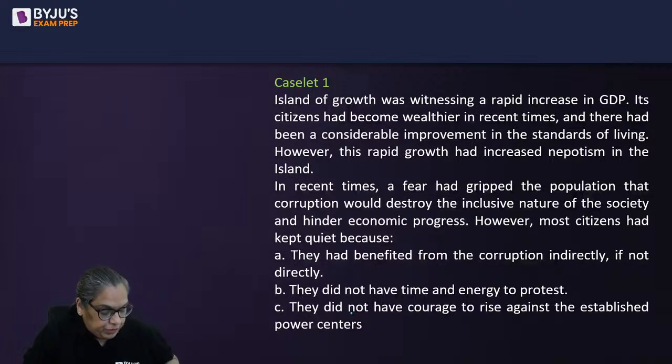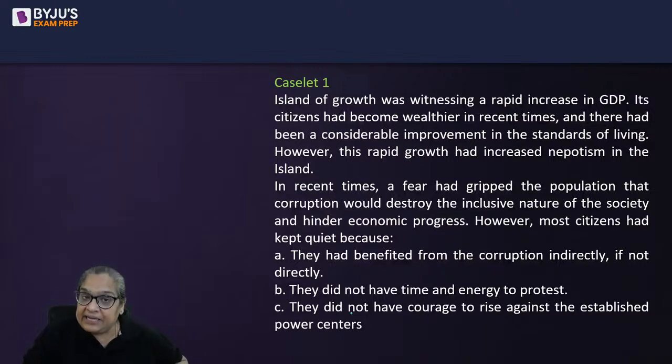All right. So the question says that this island of growth, a place, is witnessing a rapid increase in GDP. Citizens are becoming wealthier and there has been an improvement in the standard of living. So everybody is happy. There's been rapid economic growth, but along with the rapid economic growth, there has been increased nepotism where you work to benefit your close family or friends.